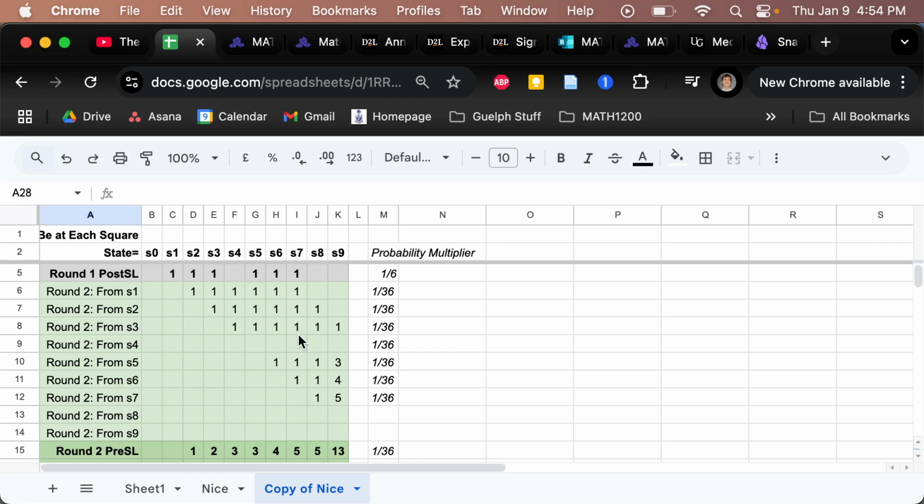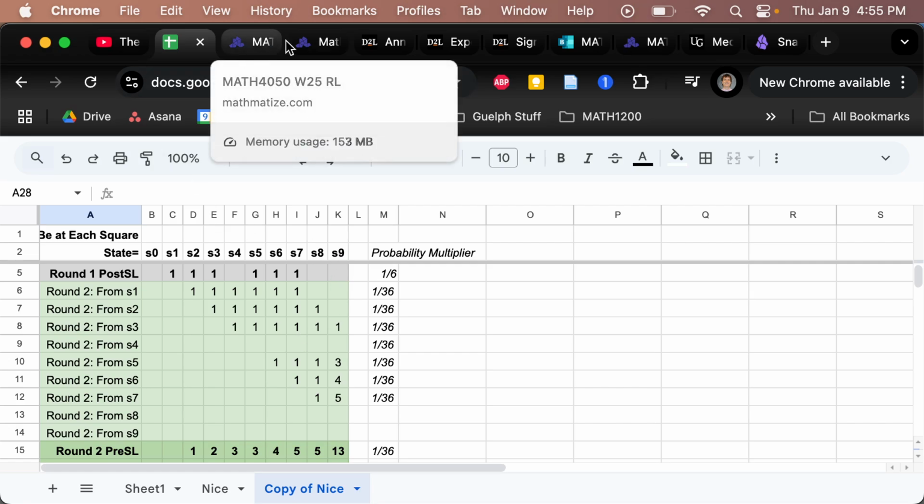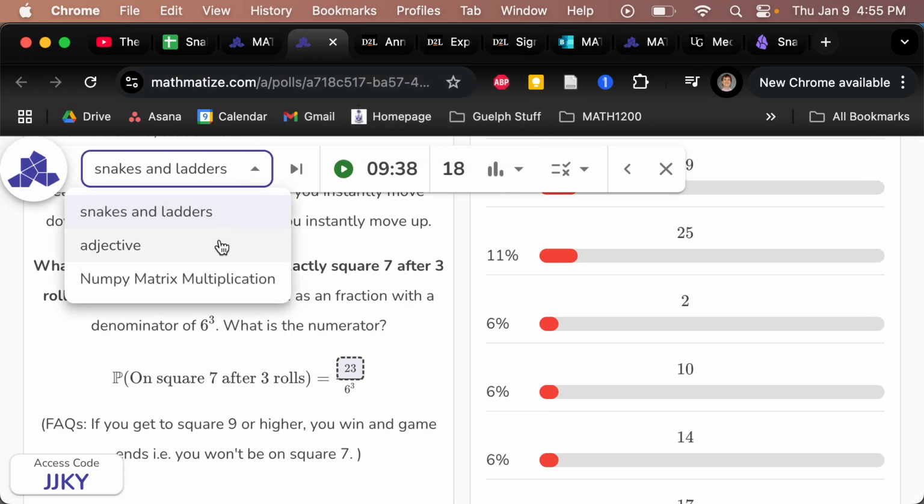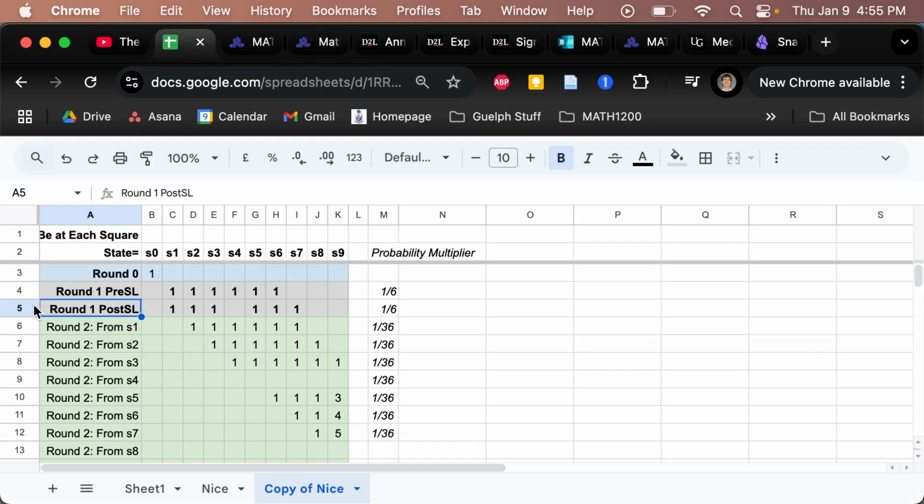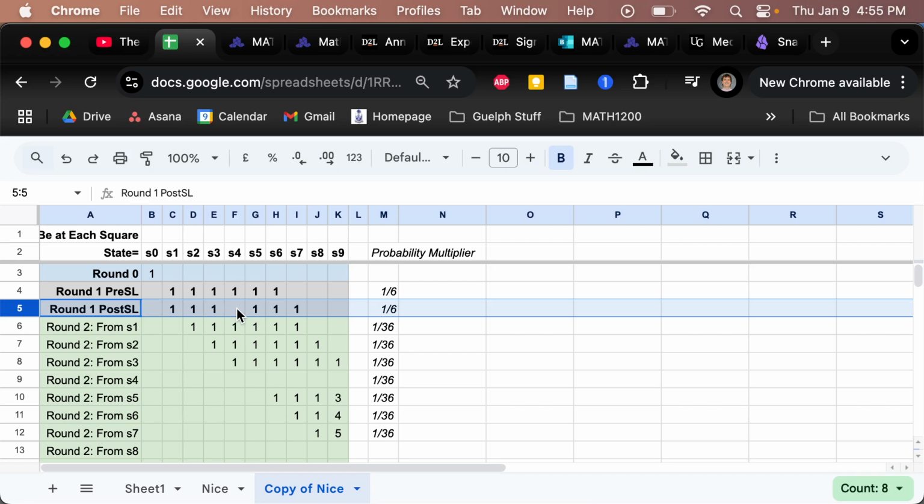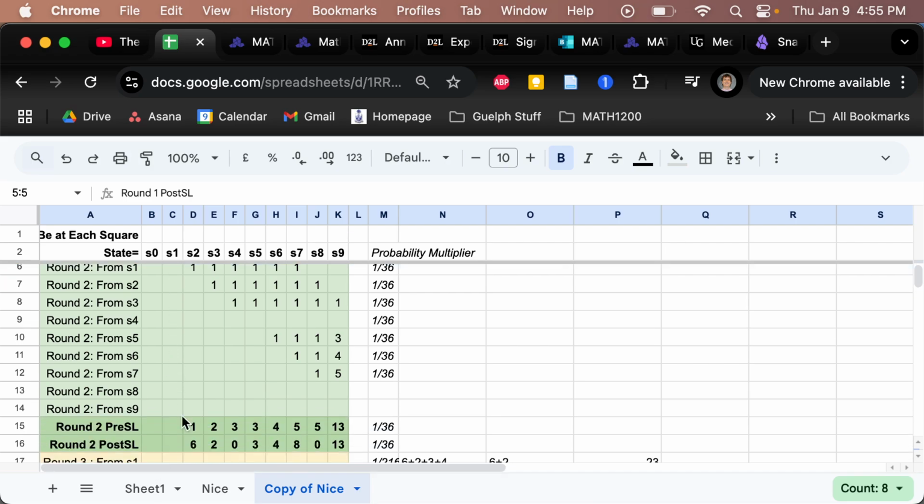This thing that I just did has a name in a course that you've taken already, and I want to see if you recognize it. I made a question in Mathematize called adjective. It says, consider the function that maps the vector of probabilities after t rolls into the vector of probabilities after t plus 1 rolls. That's exactly something that takes as input this thing in line 5, so it took 1, 1, 1, 0, 1, 1, 1, and then mapped it into this thing, 6, 2, 0, 3, 4, 8, 0, 13.